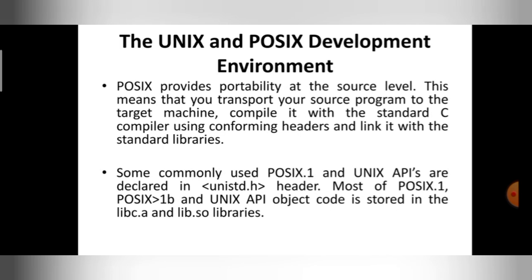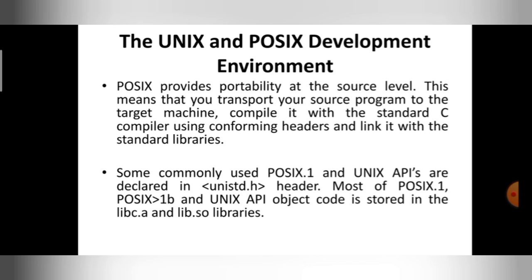Getting, guys? Next, what is the UNIX and POSIX development environment? This is going to tell about what headers you have to include if you want to execute these APIs. See here, I already told you, if you want to use POSIX APIs, you have to include that _POSIX_C_SOURCE statement, right? Like that. See here, POSIX provides portability at the source level, right? You know that POSIX standards are mainly developed to achieve portability. This means that you transport your source program to the target machine, compile it with the standard C compiler using conforming headers, and link it with the standard libraries, right?